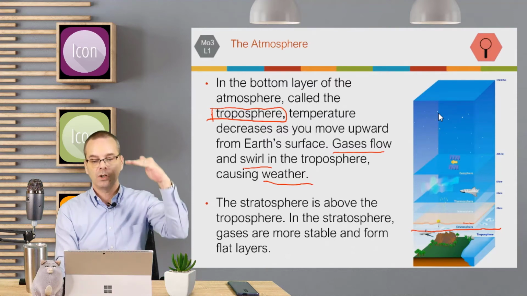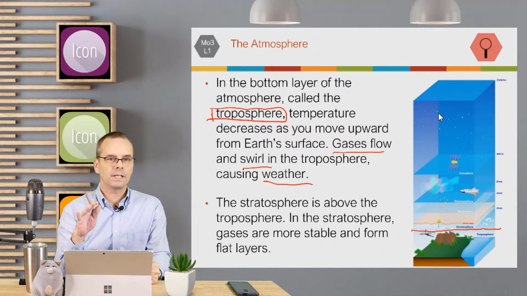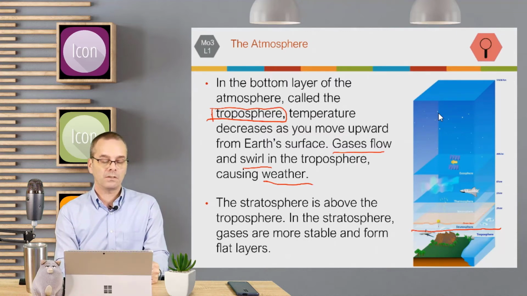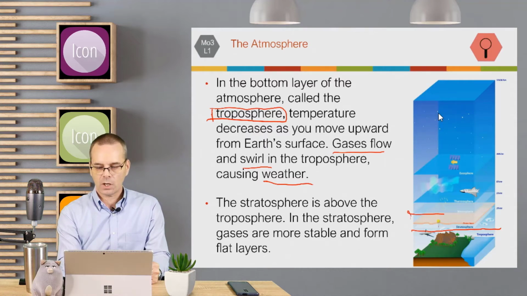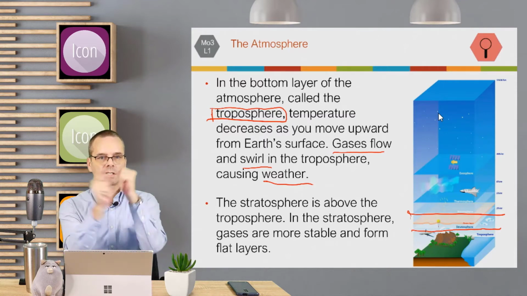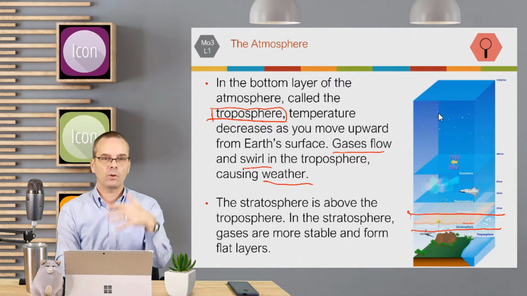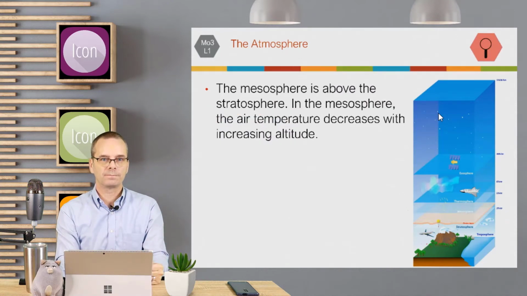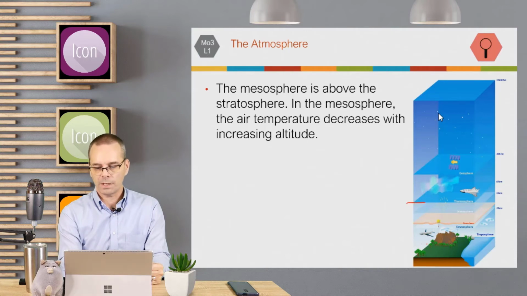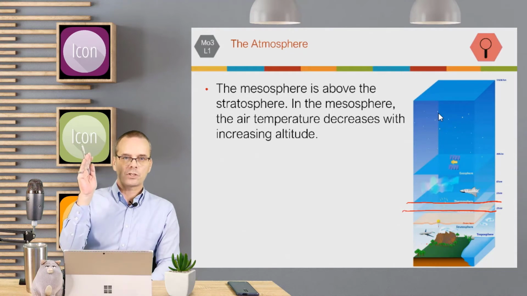Now the stratosphere right above that is a little bit more stable, and it's not as warm, but it's still warm, and it has the ozone layer. But that's where you have a much more stable and flat area where you don't have all this swirling and different temperatures and the weather that we have in the troposphere.